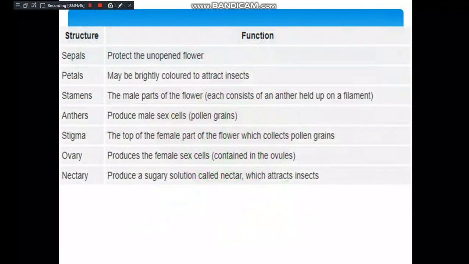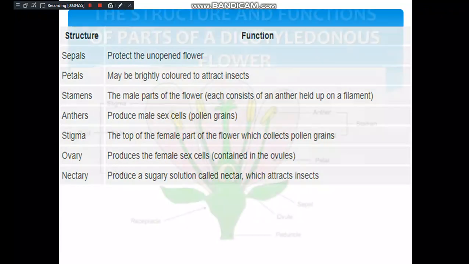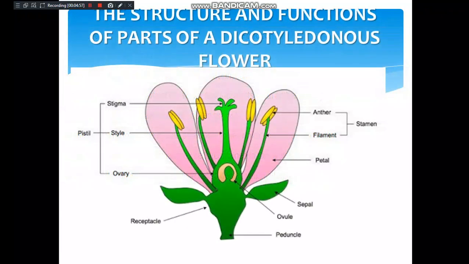And then we have the ovary, which produces the female sex cells, which are contained in the ovules. So we have the ovary here. The ovary produces and encloses what we call ovules, which are the eggs, so to say, of the flower.